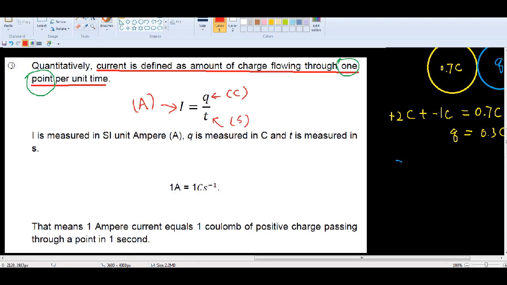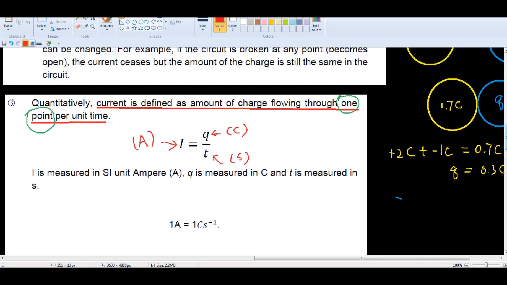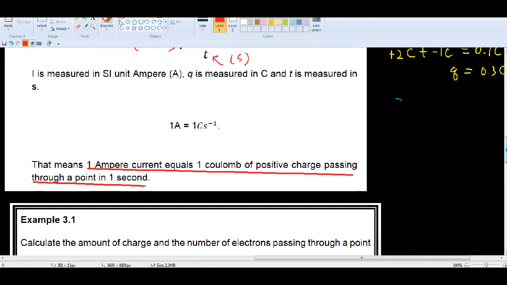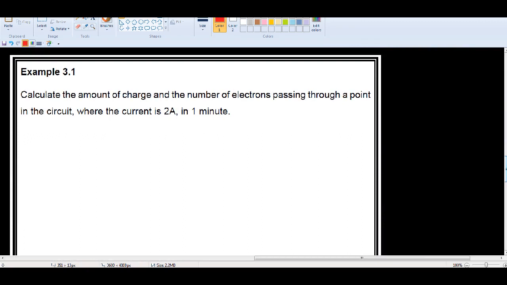Okay, so again, for better understanding, you better understand that 1 ampere means 1 coulomb of positive charge passing through a point in 1 second. So this will be the very basic calculation in the examination, just applying understanding. Okay, so the easiest marks to get.